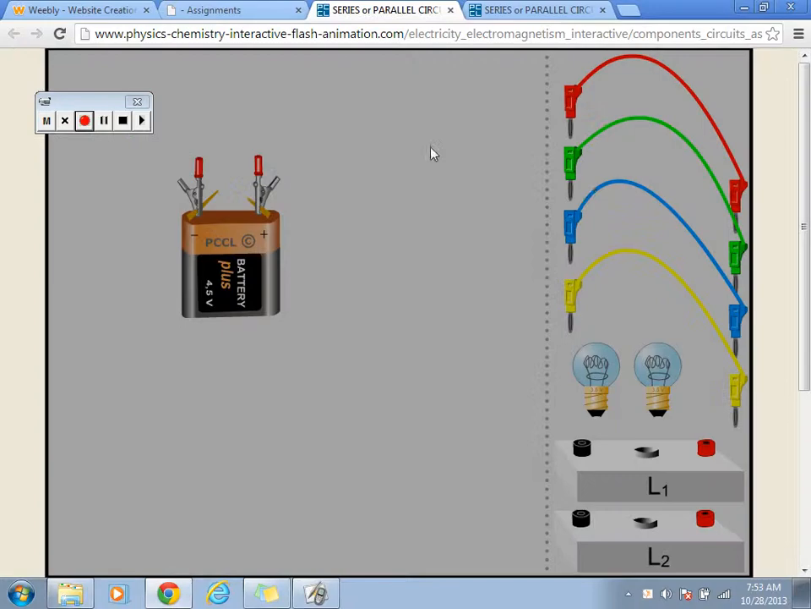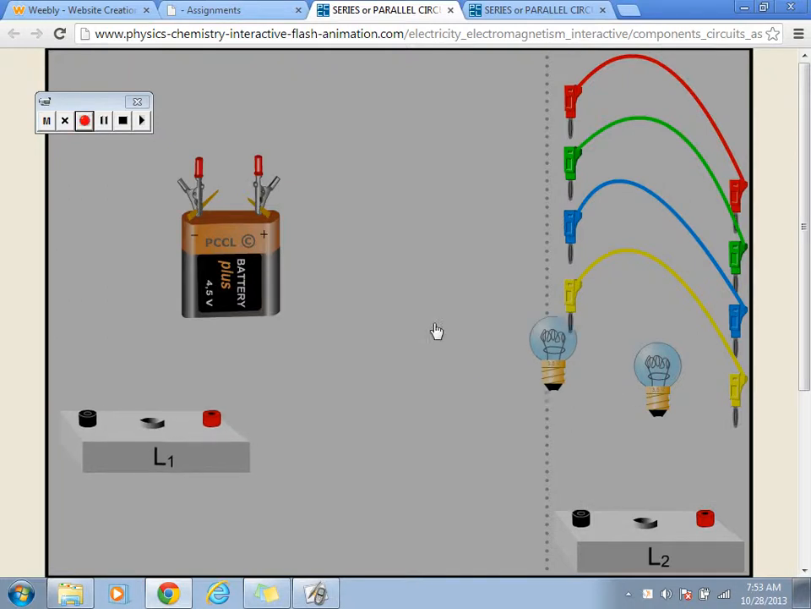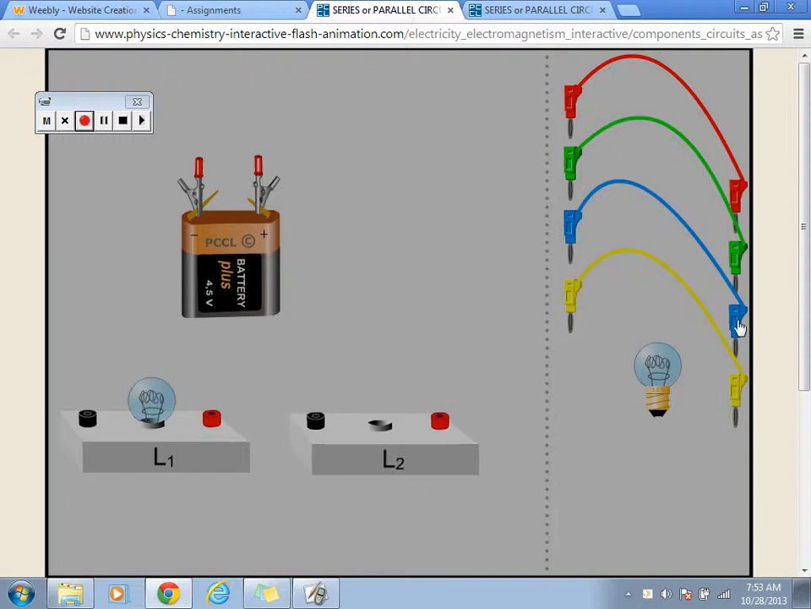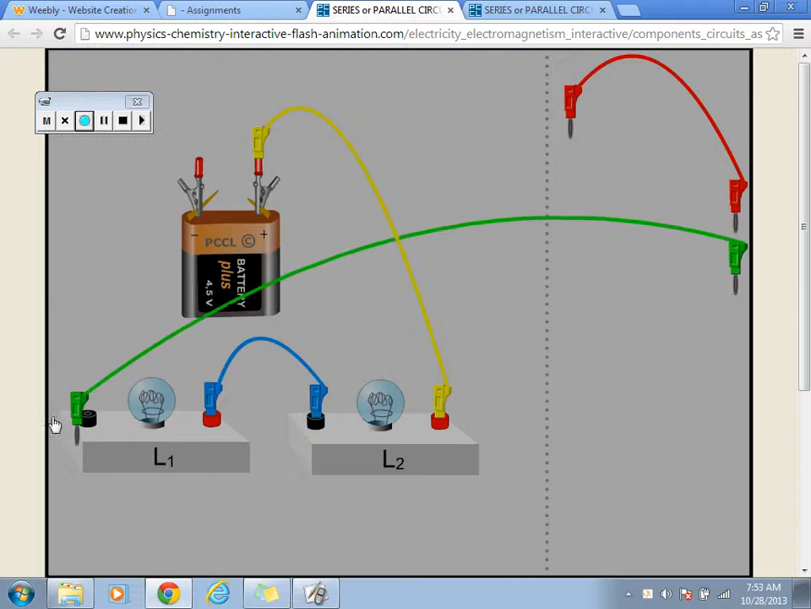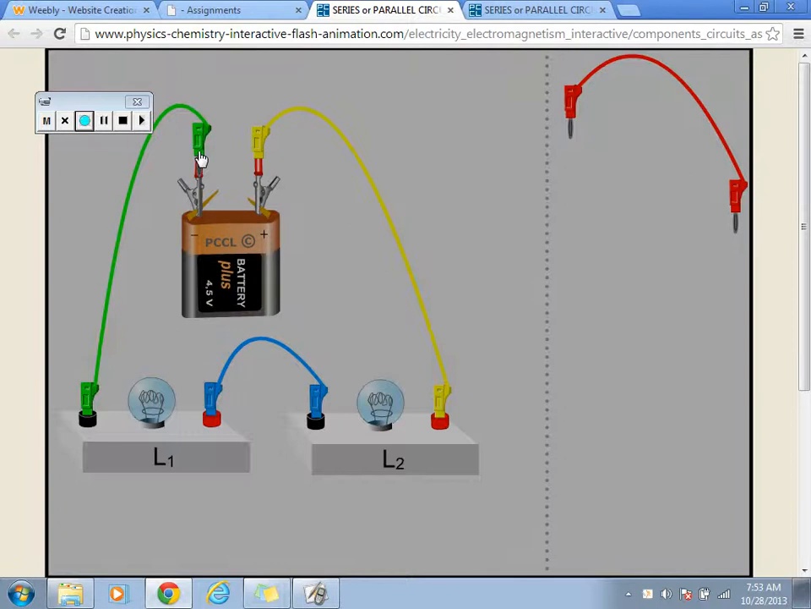All right, let's go ahead and look at what happens when we make that circuit. So I'm going to go to my website here. And like I said before, in the series circuit, we have two light bulbs. Light bulb 1 and light bulb 2. And they are basically in a circle. So I'm going to connect my wires to make one big circle. Here we go. It looks like it's going to take 3 wires to do that. And when I connect it, boom, both light bulbs turn on.